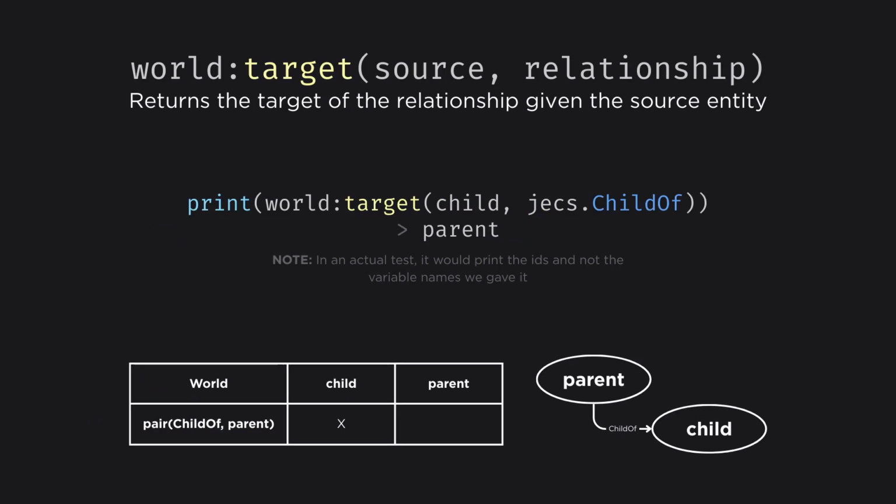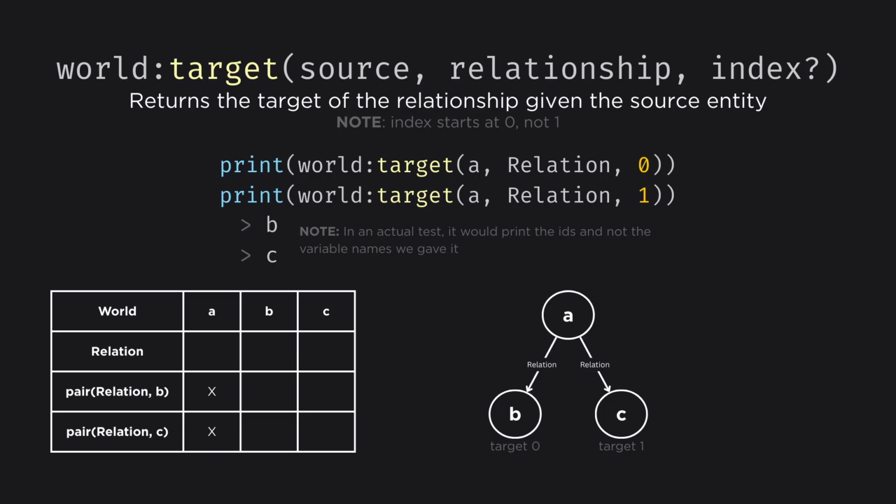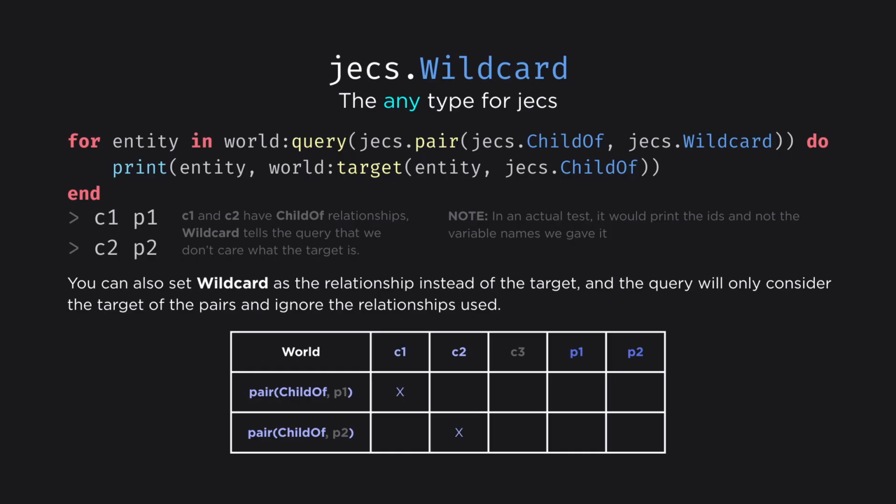You can also use the world target method to find the target entity of a source entity in a relationship. The target method takes in the source entity as the first argument and the relationship as the second argument. Additionally, you can add a third argument, the index, to specify which target to find in the case that your source entity has multiple targets of the same relationship. Note that the index parameter starts at 0 and not 1. Additionally, you can use jecs.wildcard, which refers to a value that can be any type. This is useful for when you want to query a pair with a certain relationship, but you don't necessarily care about the exact target of the relationship.